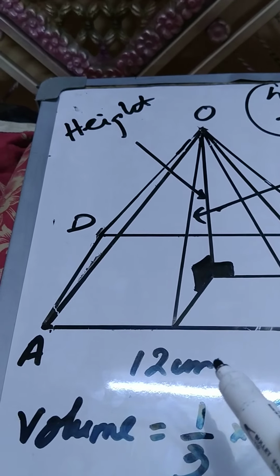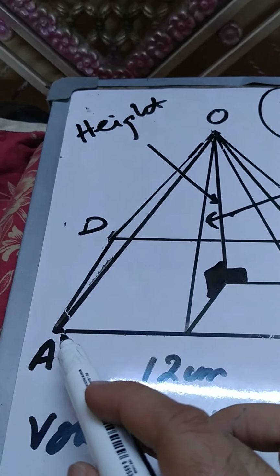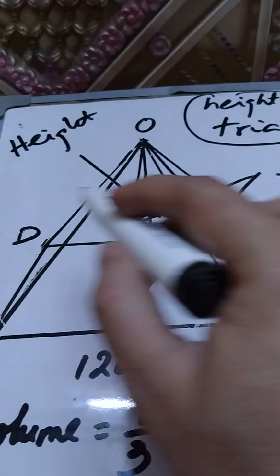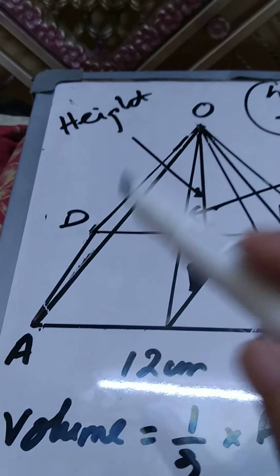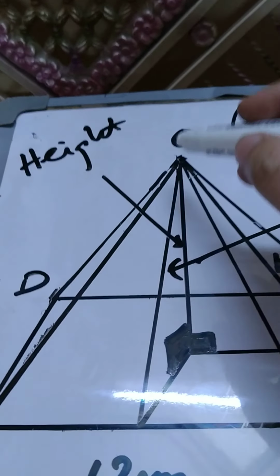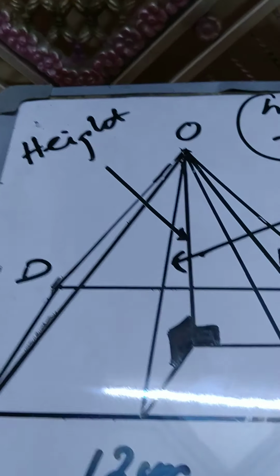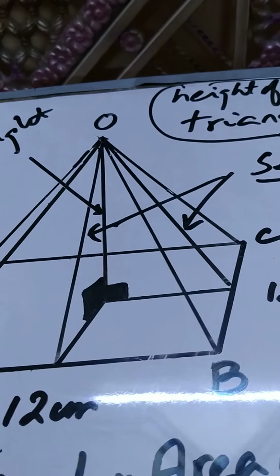So all the corner points are called vertices, and the plural is vertices. A is a vertex, B is a vertex, C is a vertex, D is a vertex. These are polygonal vertices, and O is called a common vertex, or apex. Why do we call it a common vertex or apex?